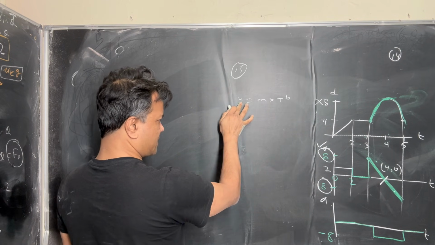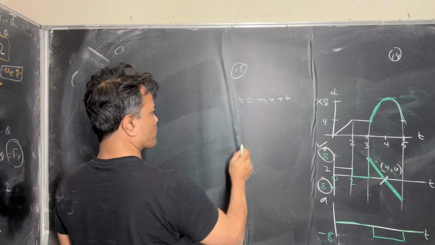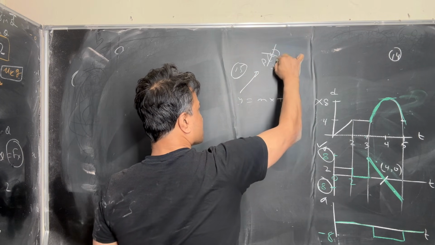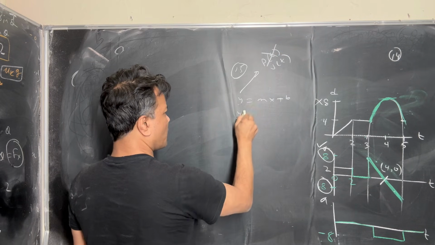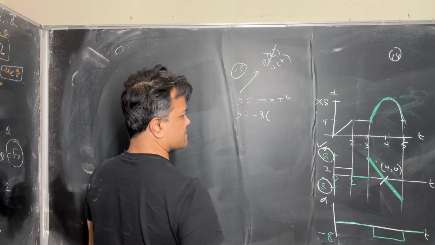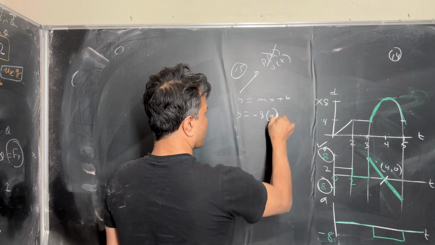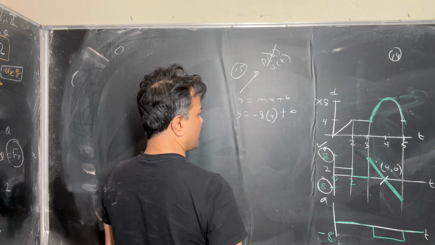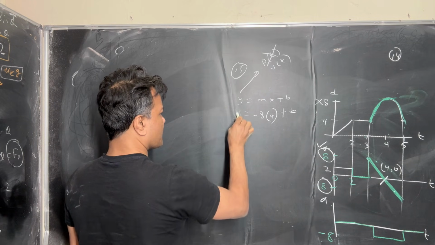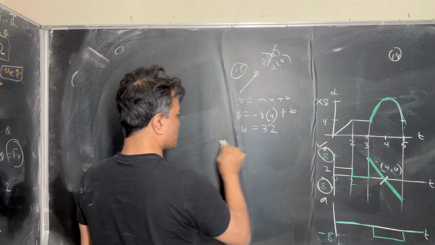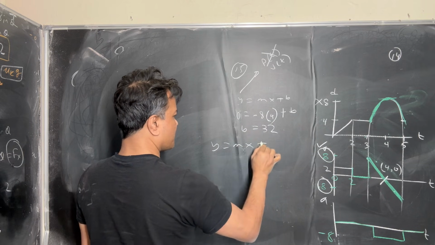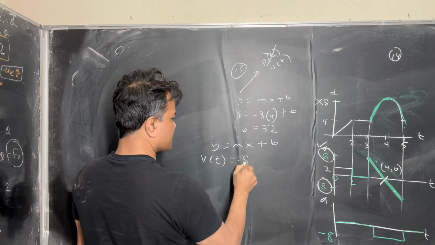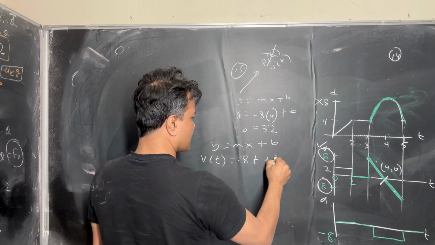So we're going to call it V of t, not P of t. Okay, so y is negative 8, x is 4 plus b. We are trying to find b. Y is 0, so b is 32. So y is equal to mx plus b, so v of t is minus 8t plus 32.